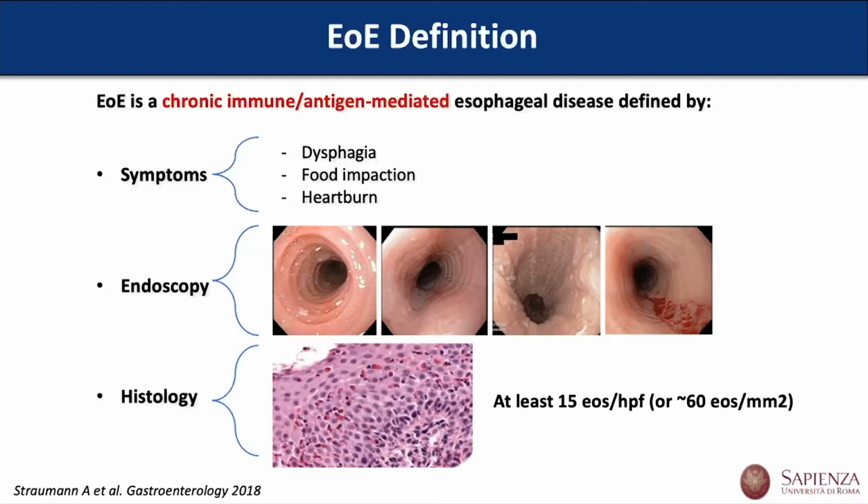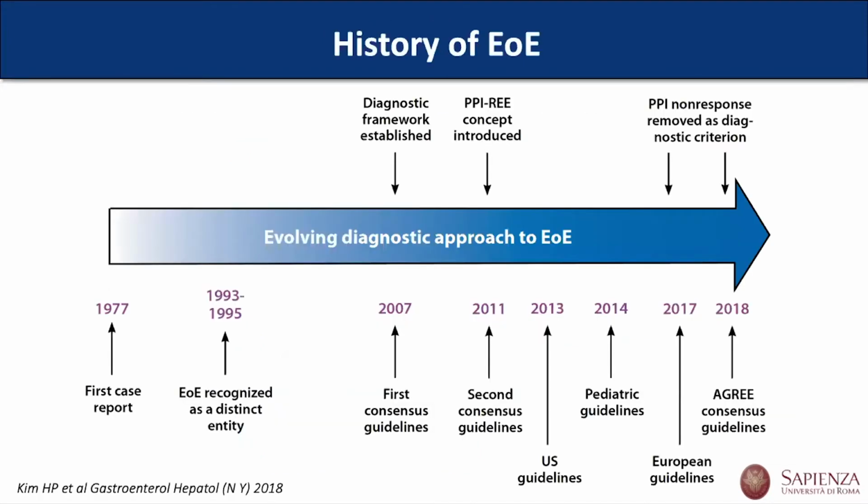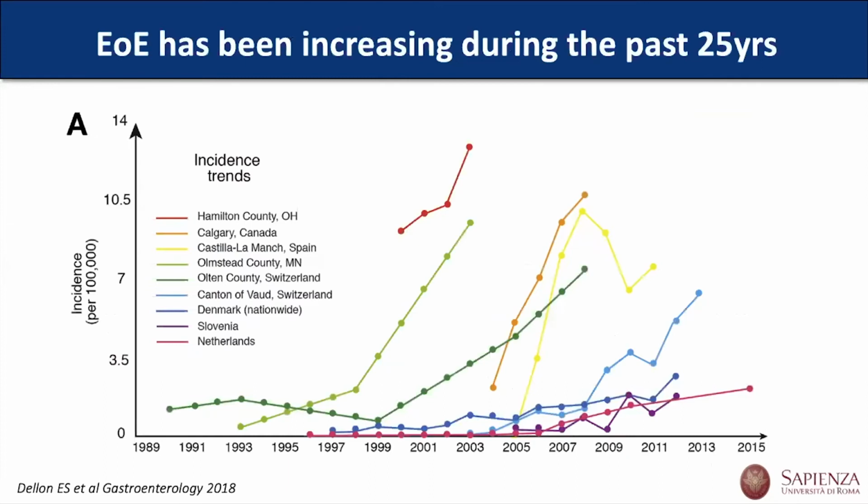This condition is a relatively young disease, because the first description was made back in the 70s, and as you can see, there were different definitions of the disease over the years, until current time, in which we finally have a clear definition according to the latest guidelines.